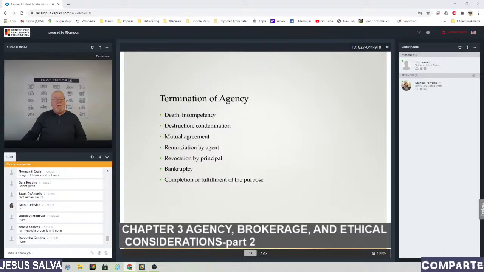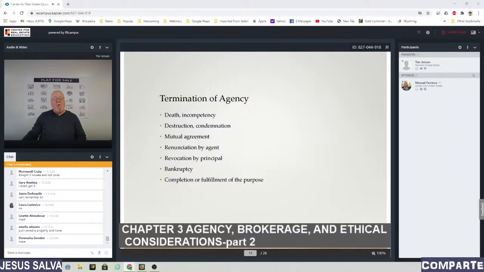The agent could renounce the agreement. Now, the agent, as I have been saying, the only person who's the agent to the consumer is the broker. Remember, you work for the broker as a sub-agent to the client. Therefore, only the broker could terminate the agency agreement. Salespeople cannot.